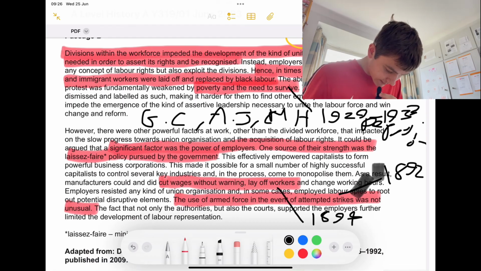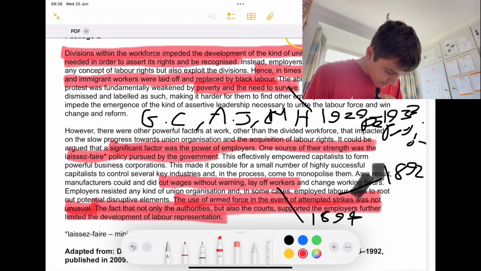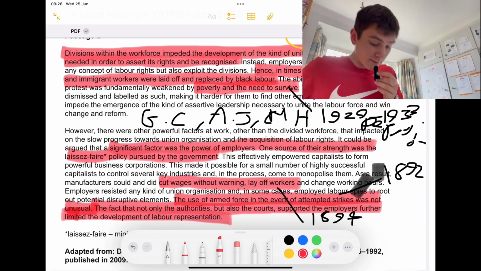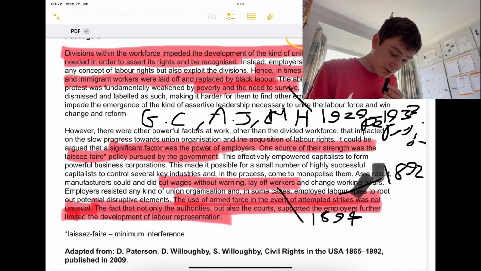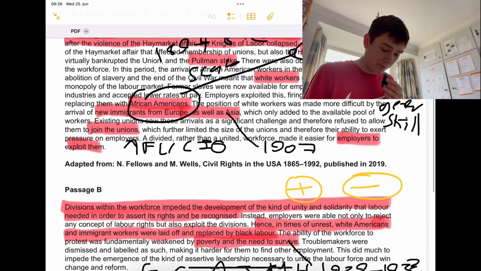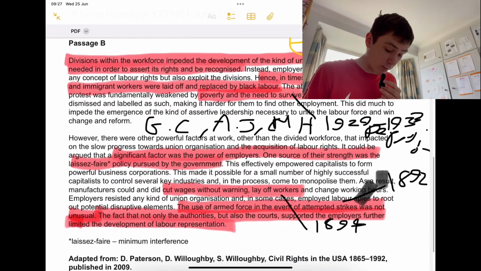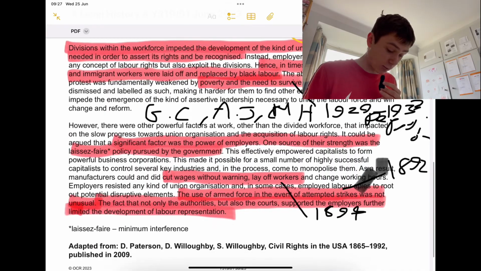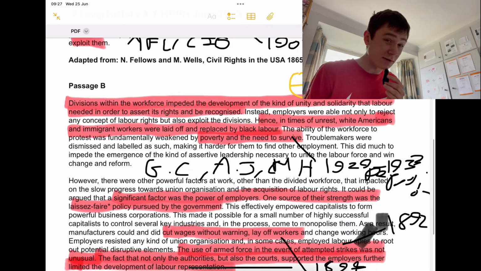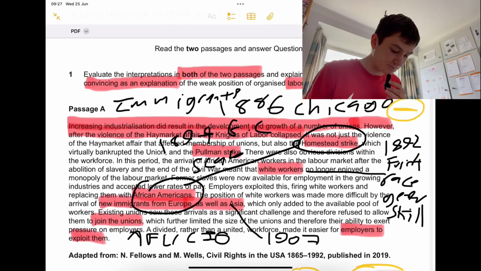And again, a key point to include there is the fact that not only the authorities but also the courts supported employers, which further limited labour representation. So I personally think passage B here is more convincing because it doesn't talk about just the negative things employees face, but also why the employers and the government dish them out, and how the Supreme Court at the end there is not on the workers' side. Therefore, passage B, in my opinion, is probably more convincing.